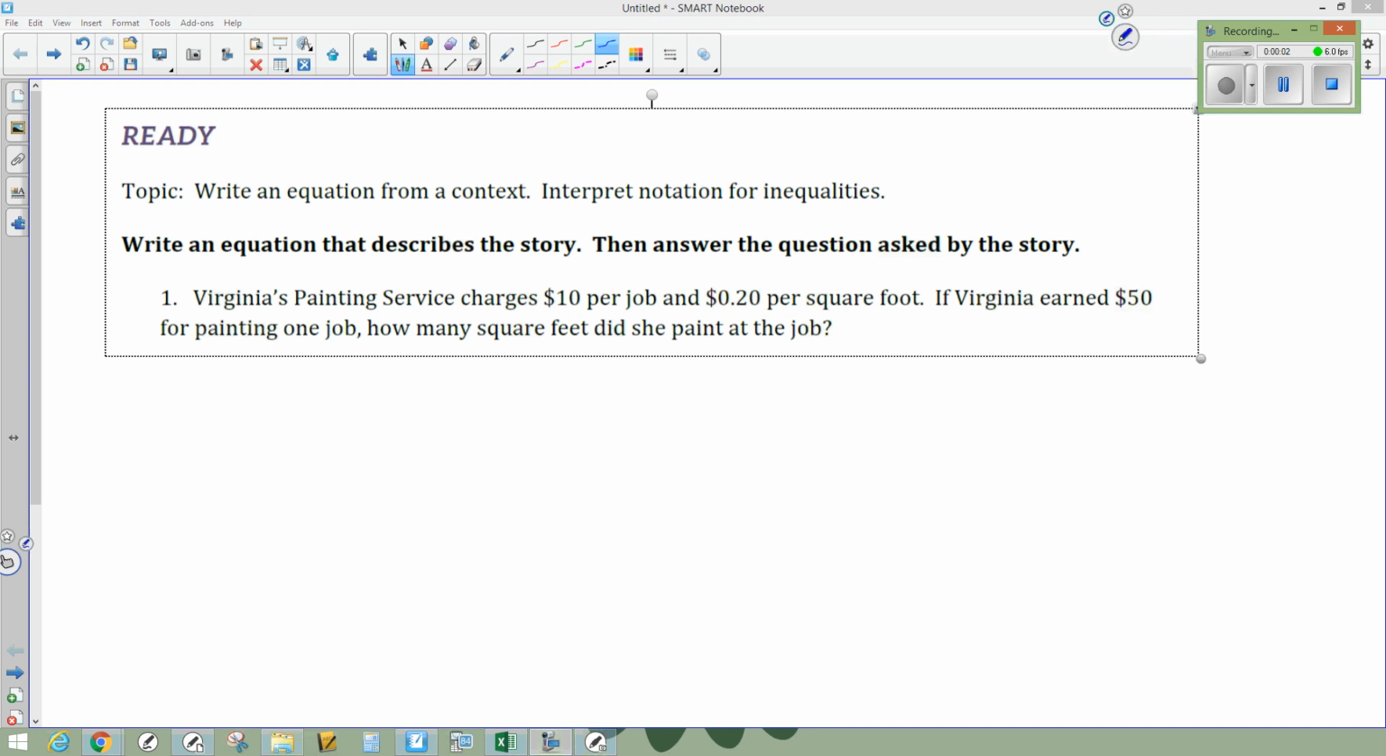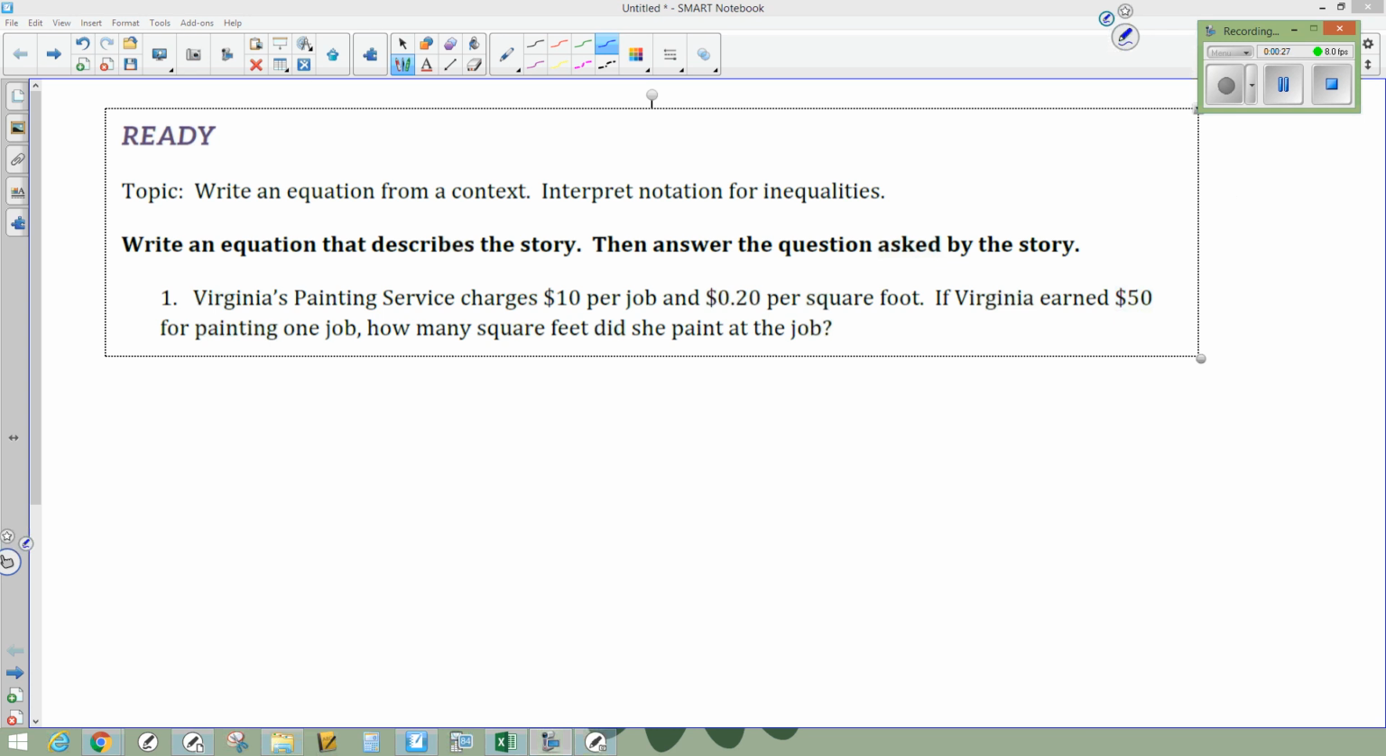Alright, for the homework help for 4.4, we want to start with this Ready question. It says write an equation from a context, interpret notation for inequalities. So we want to write an equation that describes the story, then answer the question asked by the story. Virginia's painting service charges $10 per job and $0.20 per square foot. If Virginia earned $50 for painting one job, how many square feet did she paint?